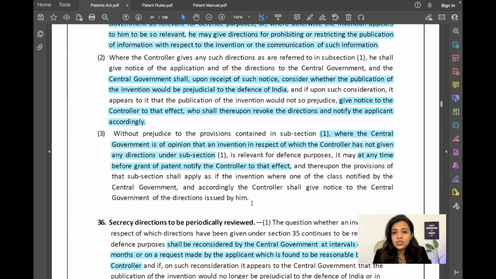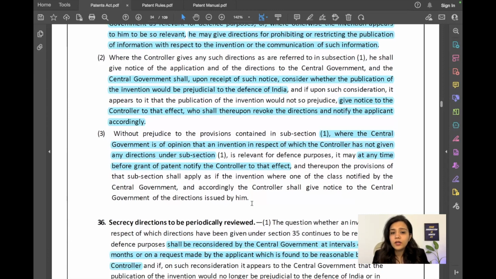So there may be chances that on certain applications the controller does not apply the secrecy provisions. In that case, what will happen? If the central government thinks that such an application should not be published, they may tell the controller that you should employ secrecy directions on this application and it should not be published.